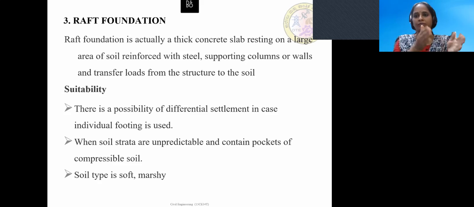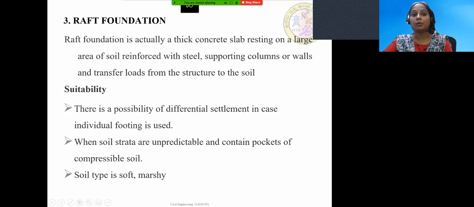Certain portions of the site have clay soil, and certain other portions have sandy soil. So there is a lot of fluctuation. At that time what I'll do is go for a raft foundation. So it will be like a complete mat.